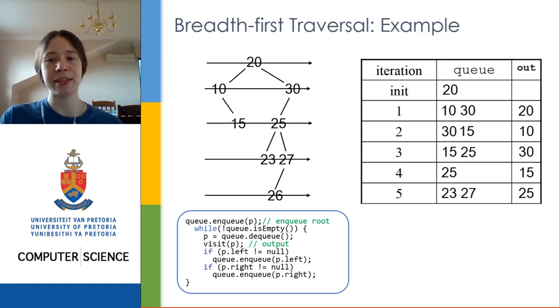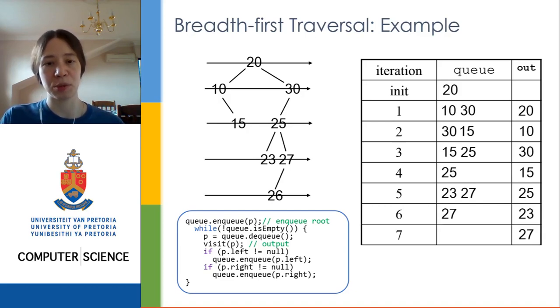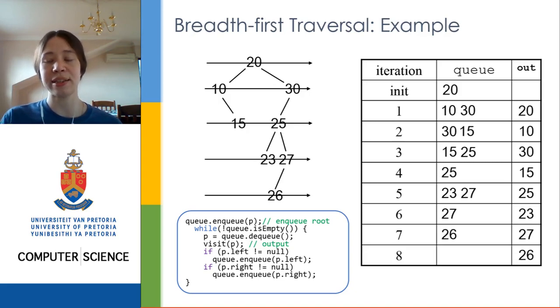The process repeats. 23 is going to be printed next because it doesn't have children. We simply dequeue the next guy, who is 27, so 27 is printed. 27 does have a child, a left child specifically. So 26 is added to the queue. Finally, last iteration, 26 is printed. It doesn't have any children. So the next time we go to the while loop, we will see that the queue is indeed empty.